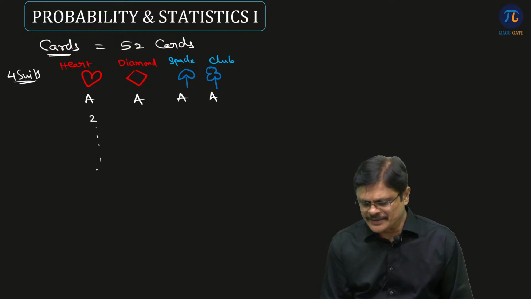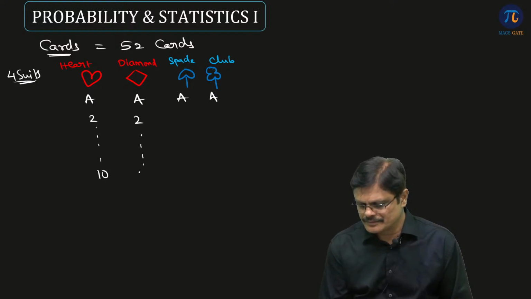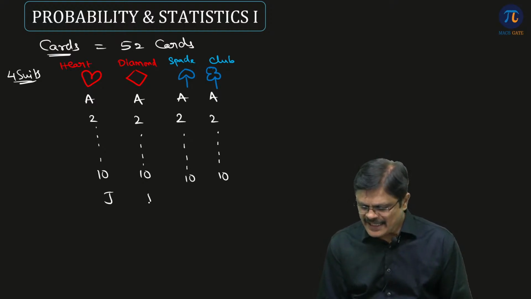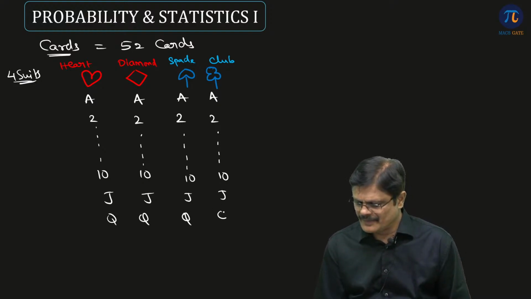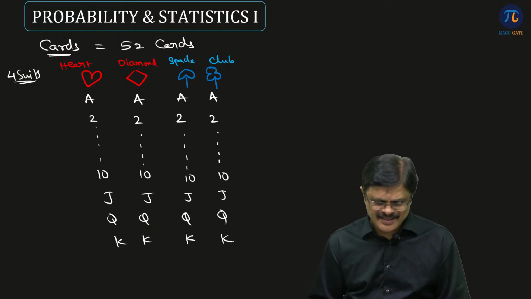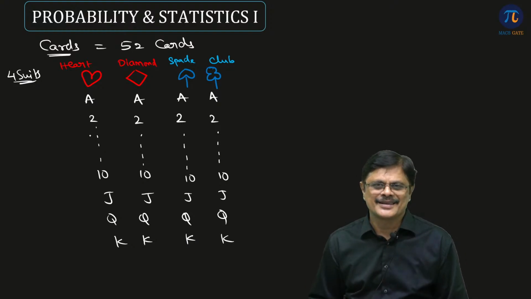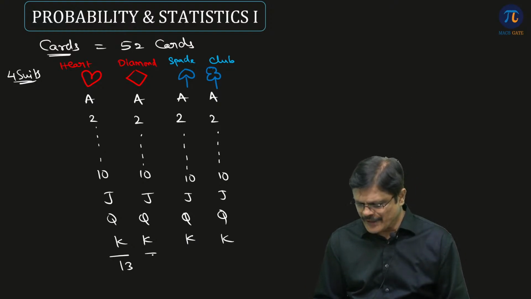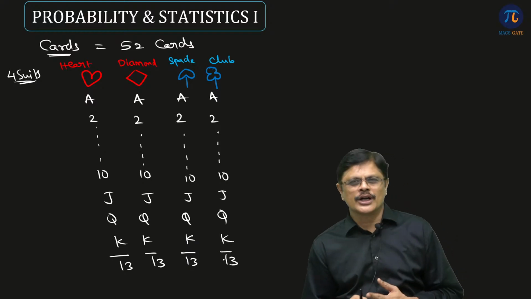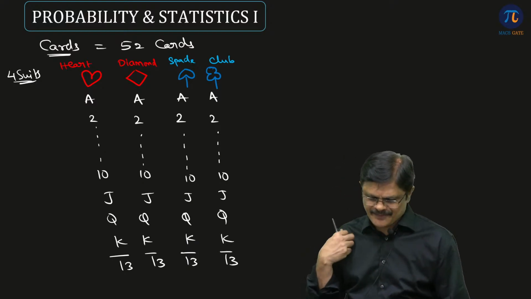Numbers 2 to 10. Jack, queen, and king. So jack, queen, king are also known as face cards. These are the numbers and that is ace. So each suit we are having 13 cards, my dear friends. So those who do not know about it, please note it.